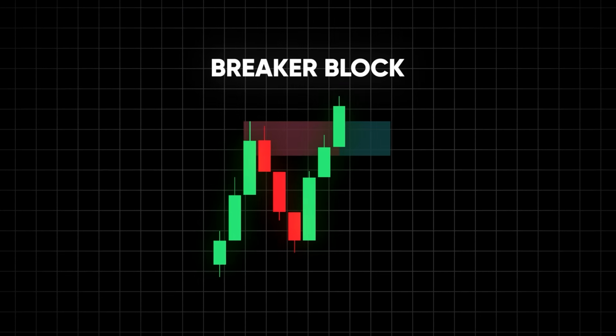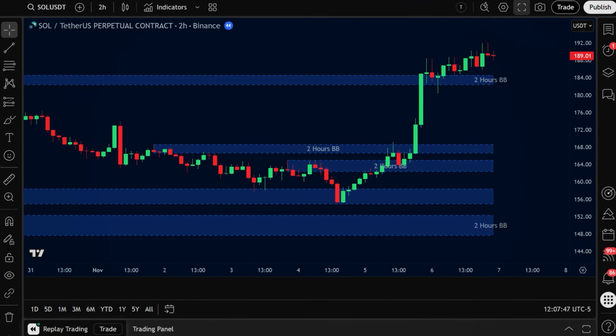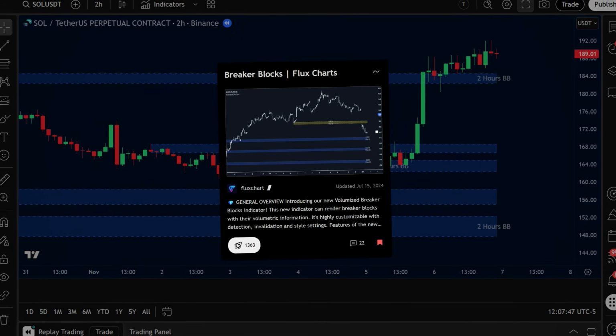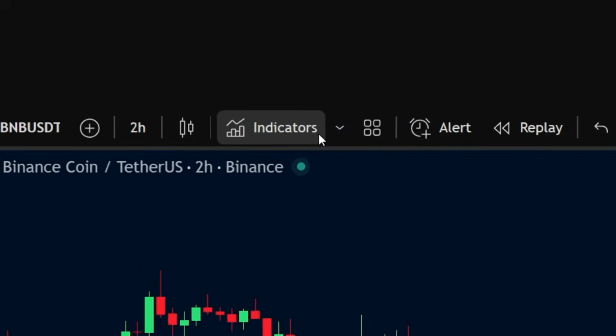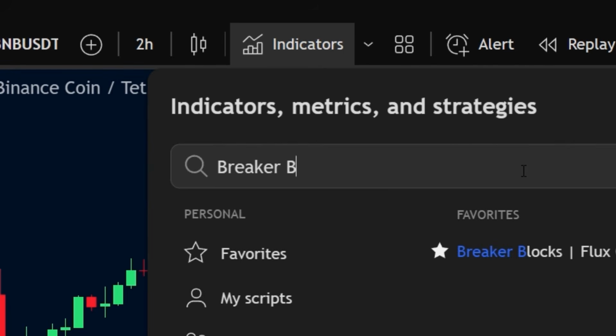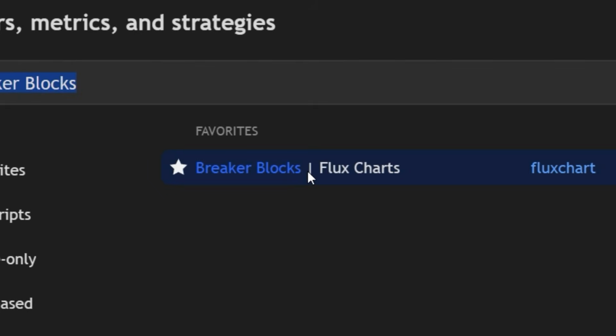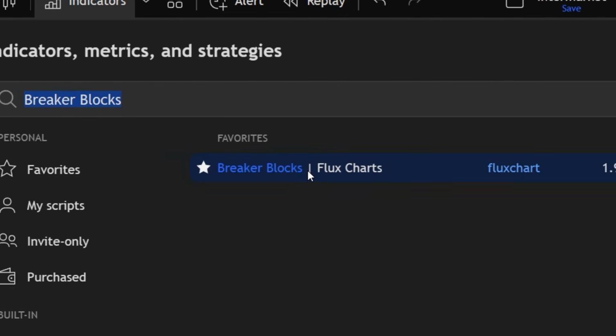And once you understand that concept, the next step is seeing it unfold live on your chart. That's where this free breaker block indicator comes in. To add it to your chart, head over to TradingView, click the indicators button at the top, search for breaker blocks, and click on this one by Flux Charts. There'll also be a link in the description for easy access.